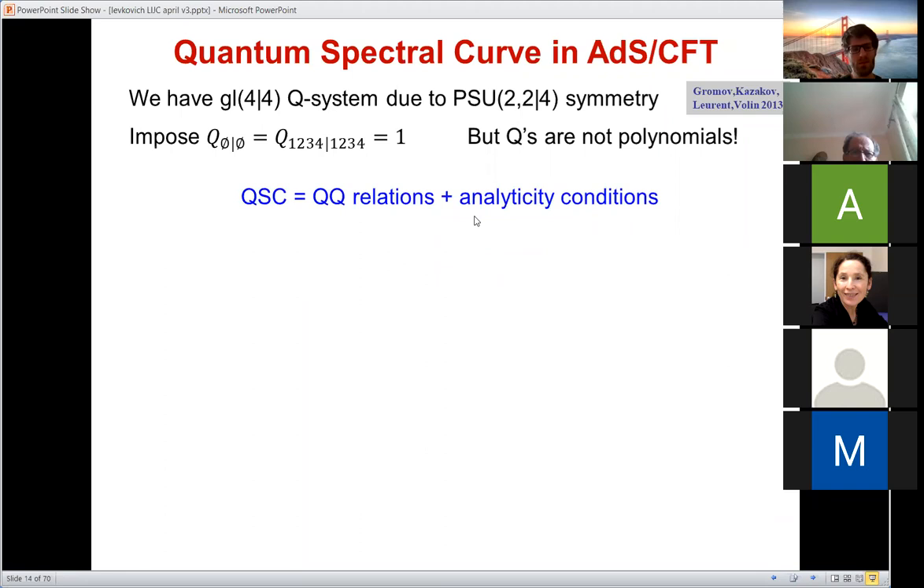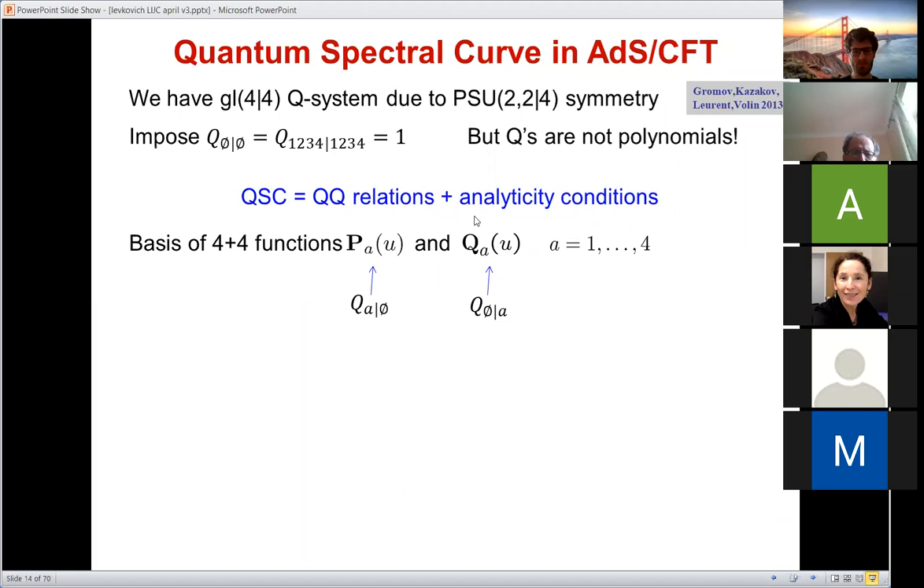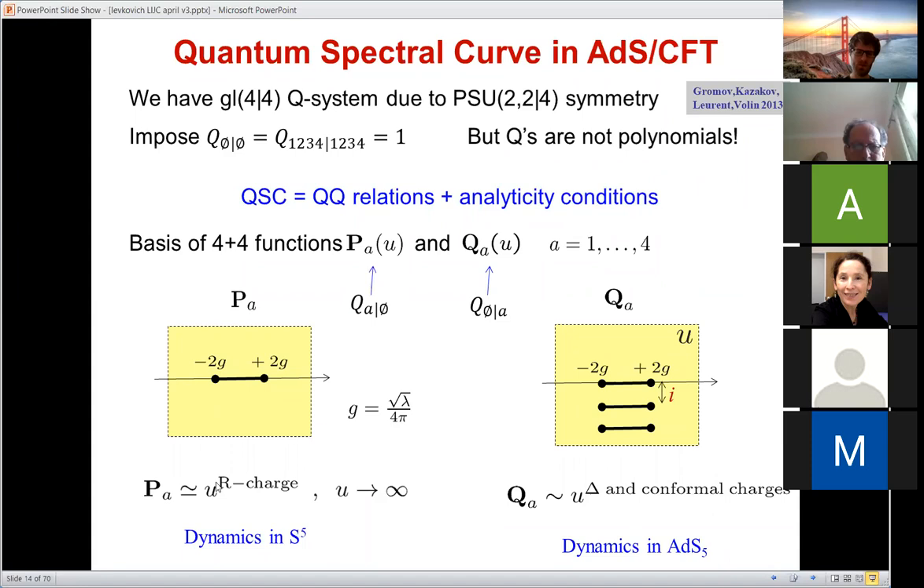So the answer has the following form. We start from a basis of 4 plus 4 functions known as P_A and Q_A. So these are just the Q functions with one bosonic index, and these are with one fermionic in the previous notations. Physically, roughly speaking, the P correspond to SU(4) R symmetry and describe dynamics in S5, very roughly speaking. And the Qs correspond to dynamics in AdS. And for them, we prescribe particular analytic properties. Namely, the P functions have a single branch cut going between -2g and +2g, where g is determined by the coupling. And the Q functions, this Q_A, are more complicated. They have an infinite set of cuts, spaced by i and located in the lower half plane. So that's the first statement.